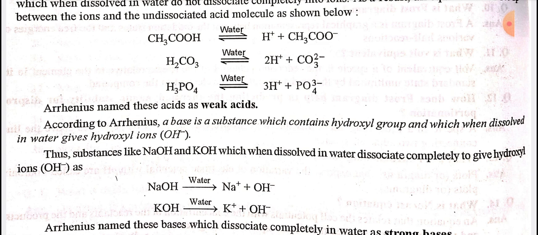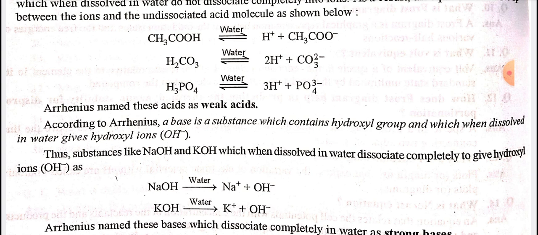According to Arrhenius, a base is a substance which contains a hydroxyl group and which, when dissolved in water, gives hydroxyl ions. Substances like sodium hydroxide and potassium hydroxide, when dissolved in water, dissociate completely to give hydroxyl ions. Therefore, NaOH in water gives Na+ and OH- ions, and KOH in water gives K+ and OH- ions. Arrhenius named these bases, which dissociate completely in water, strong bases.